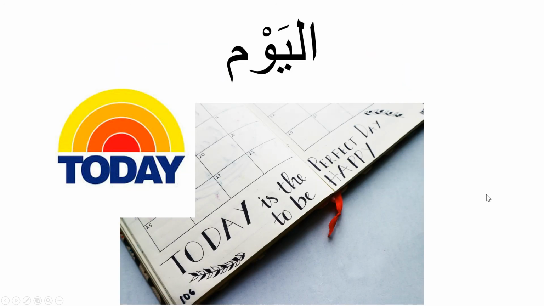And then our next vocabulary word is al-yawm, al-yawm. This is the word today. It is happening today. Today is Monday. Today is Tuesday. Today is Wednesday, right? And you will see that the word the is prefixing yom.